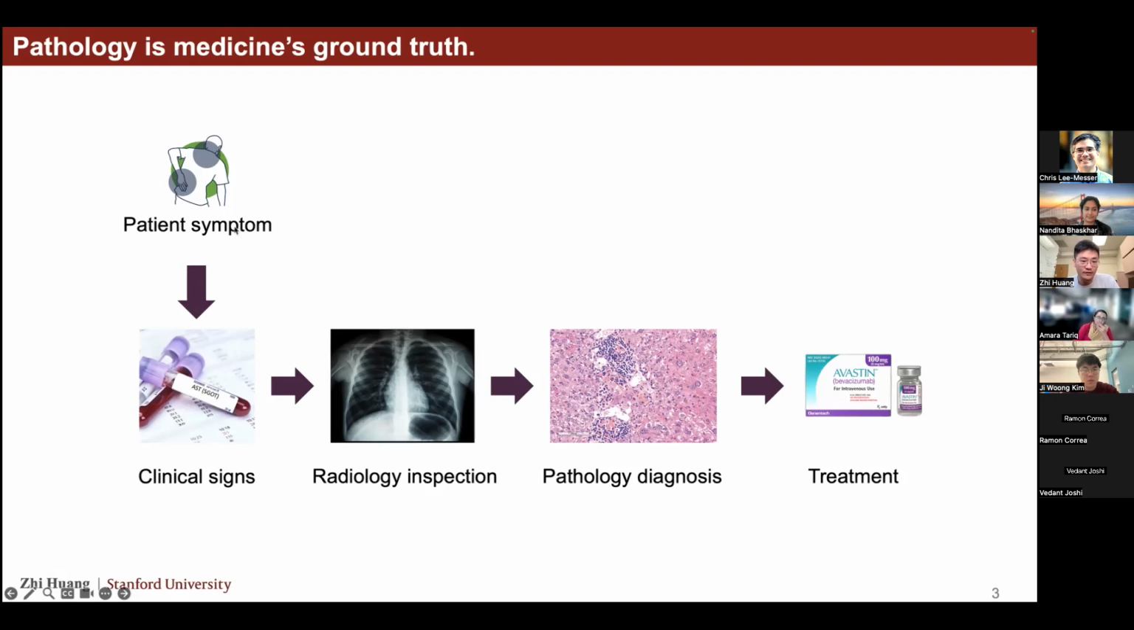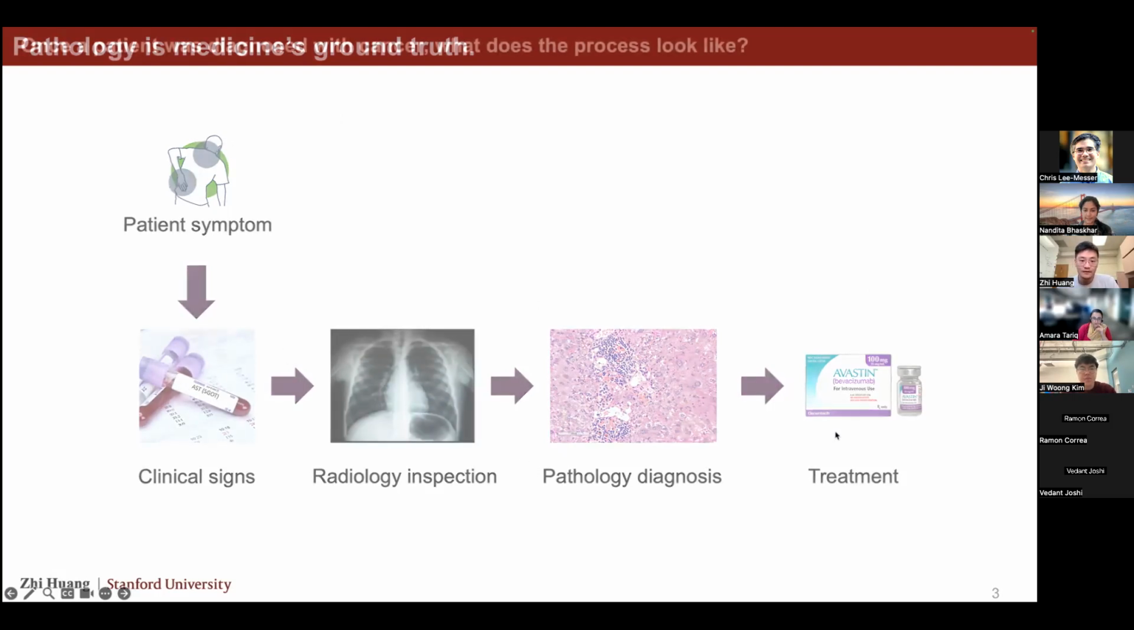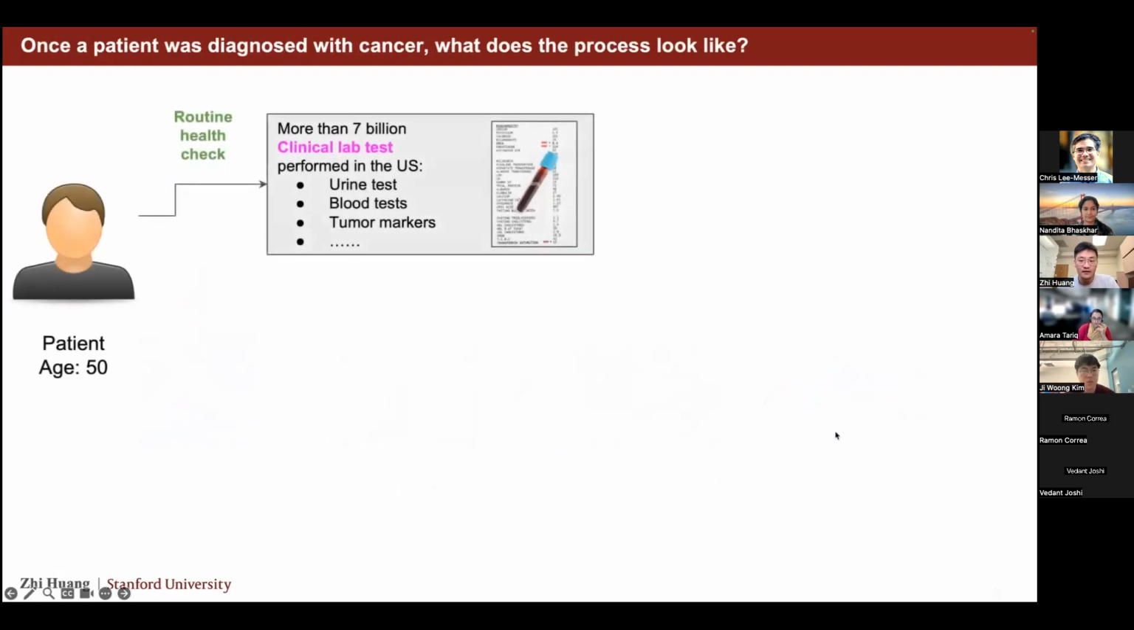Here is a typical workflow of how a patient might visit the pathology department to get a diagnosis, from the clinical signs to radiology inspection, all the way to pathology and getting a treatment. Imagine a patient showing some symptom. He or she might get a routine health check, for example a blood test. More than 7 billion clinical lab tests are performed in the US like this, so it's pretty common. But not all blood tests show symptoms. If there are no obvious abnormalities, he or she might just leave the hospital.